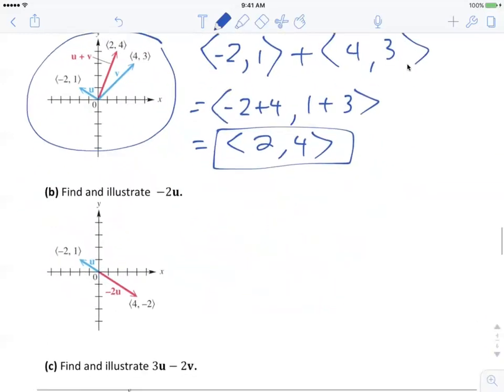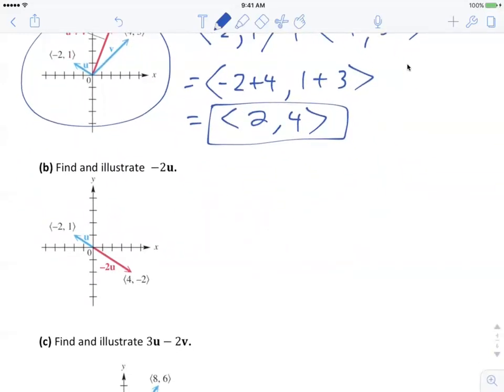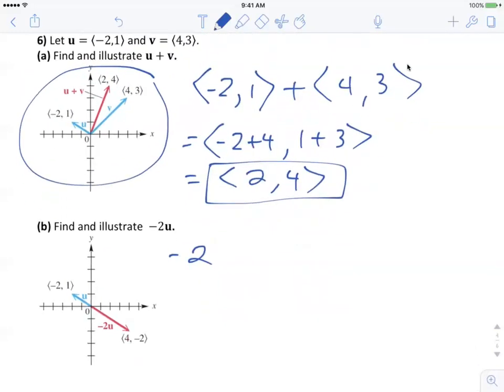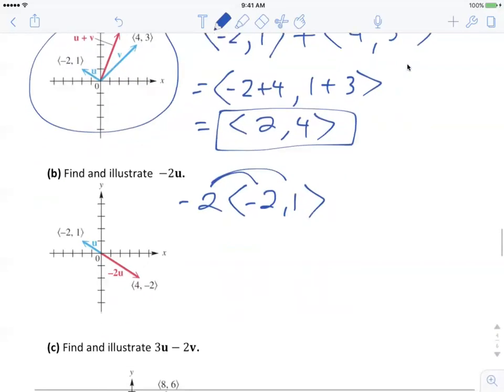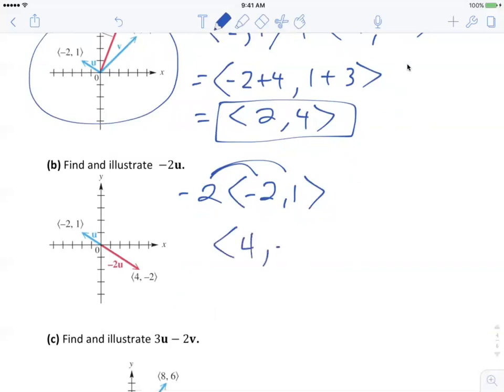All right. Also works pretty nicely for scalar multiplication. So if you want to find -2u, u was <-2, 1>. Well, all you do on these is you distribute. So this is going to be <4, -2>, right? And notice as it looks in the illustration, the blue is the u, and then what does it mean to multiply it by a -2? Well, the negative flips the direction around, and the 2 doubles the length, right? Which you get when you do it algebraically.